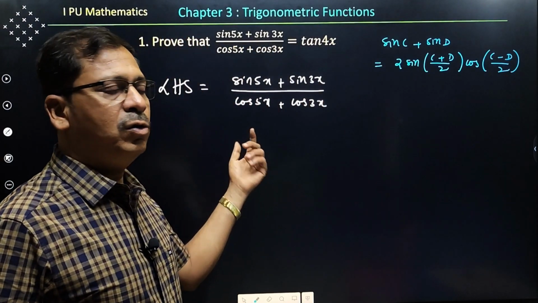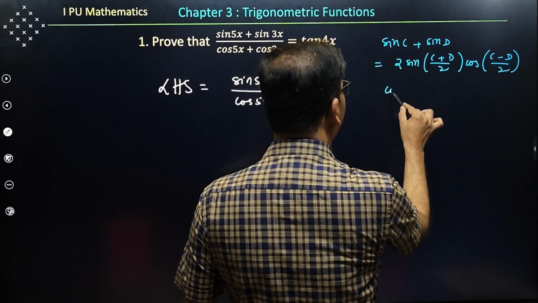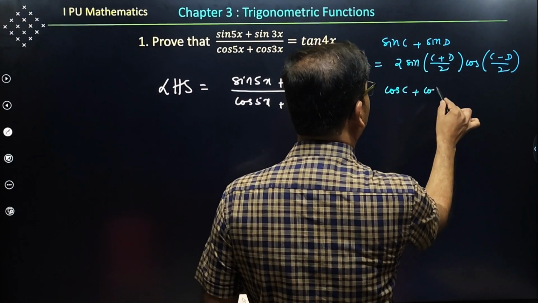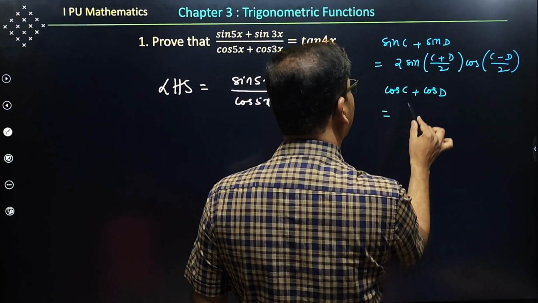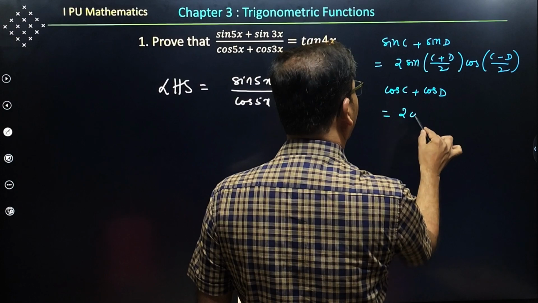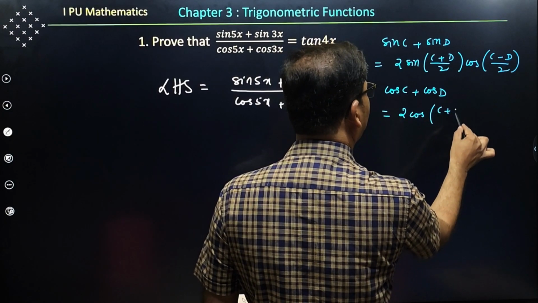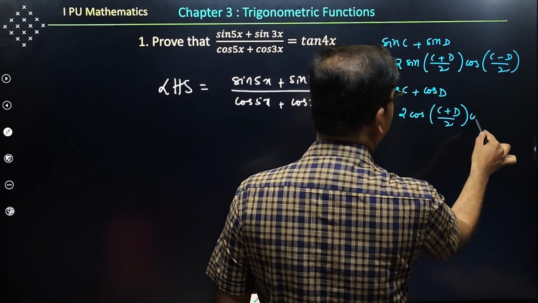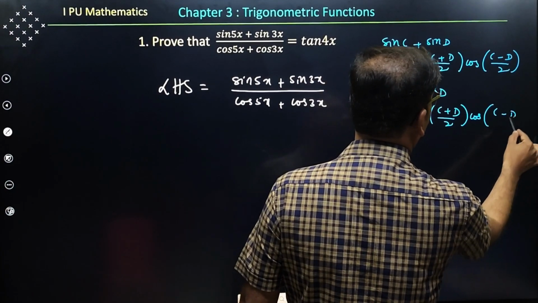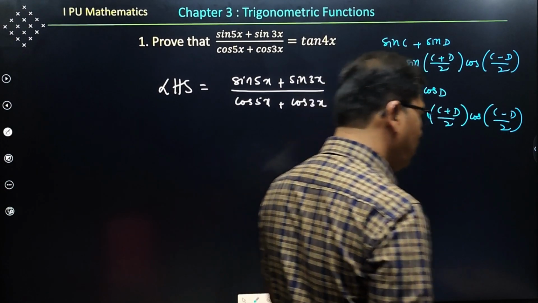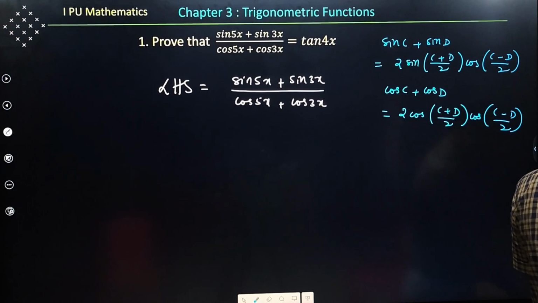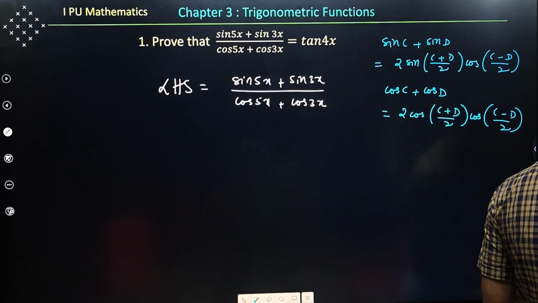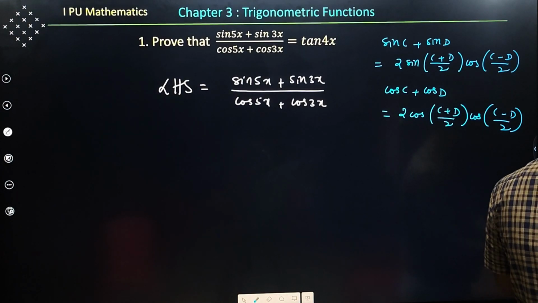For the denominator, cos c plus cos d equals 2 into cos of (c plus d) divided by 2 into again cos of (c minus d) divided by 2. See, you need to memorize the results. There is no option. You need to remember all these.